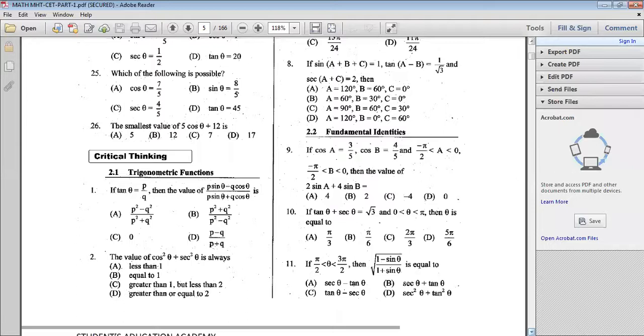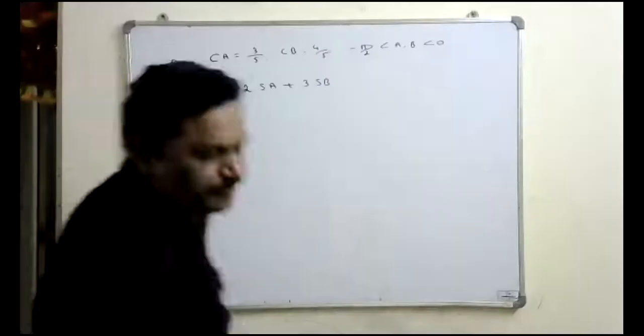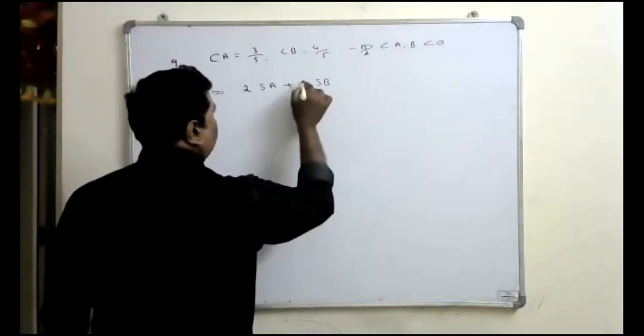Cos A, which is given as 3 by 5. Cos B, which is given as 4 by 5. And minus pi by 2 less than A, B less than 0. Means A and B both lie between minus pi by 2 and 0. Then we have to find 2 sin A plus 4 sin B. Sorry, 4 sin B. Okay.